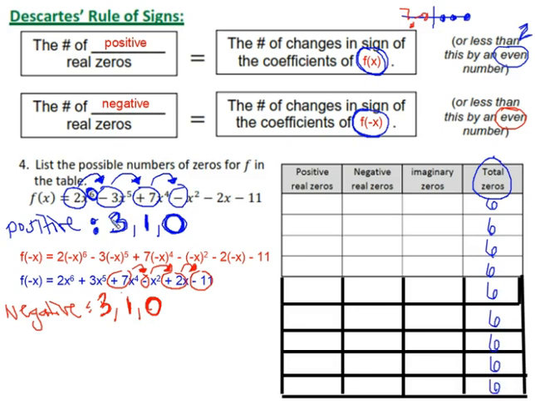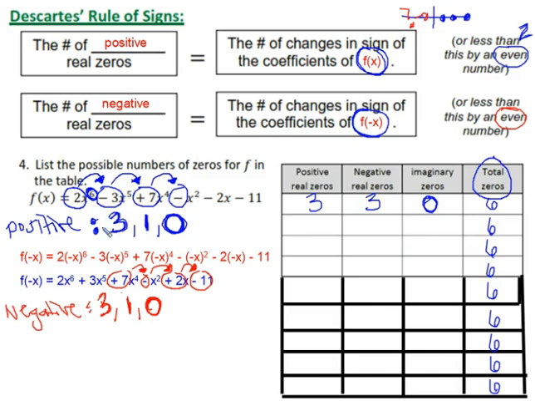Alright, so here's the thing. We could have 3 positive real zeros. We could also have 3 negative real zeros. But that means that if we have 3 positive and 3 negative, that gives us our overall of 6. We might not have any imaginary.